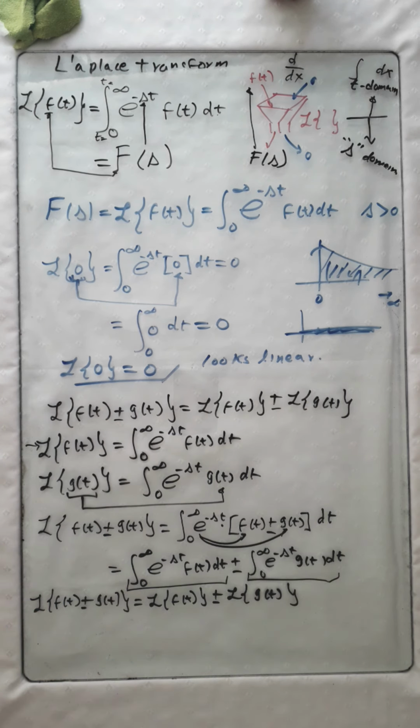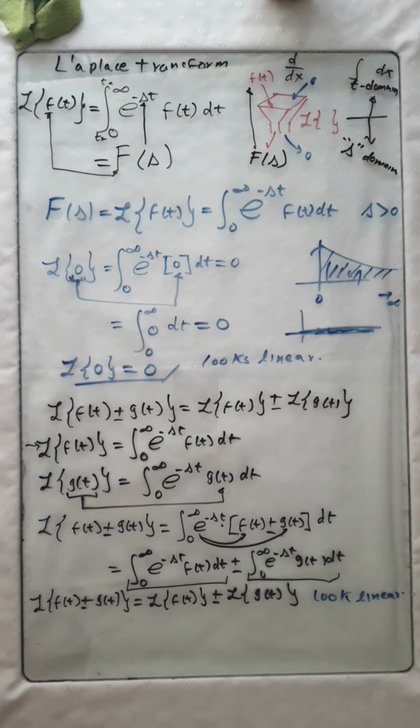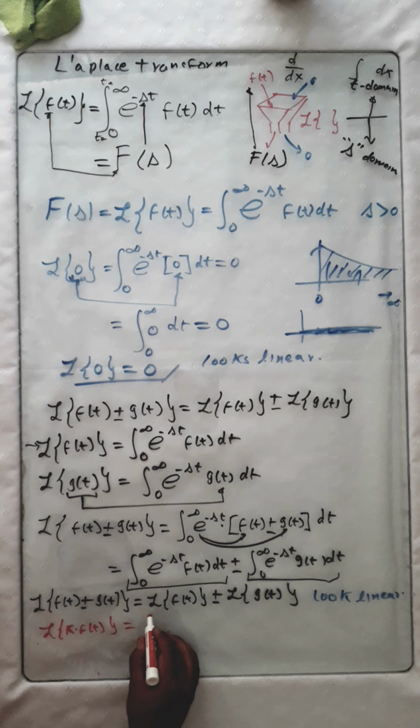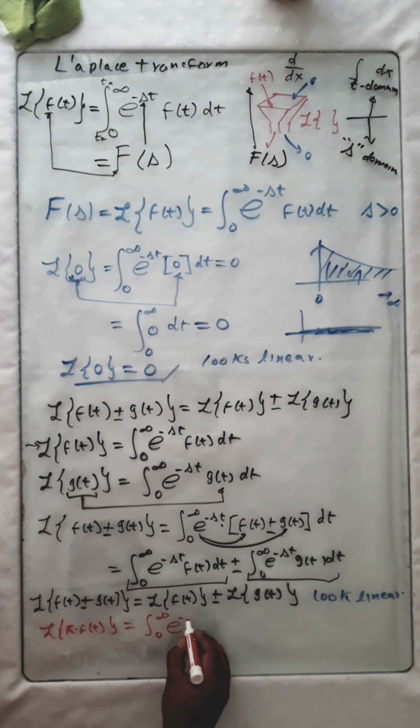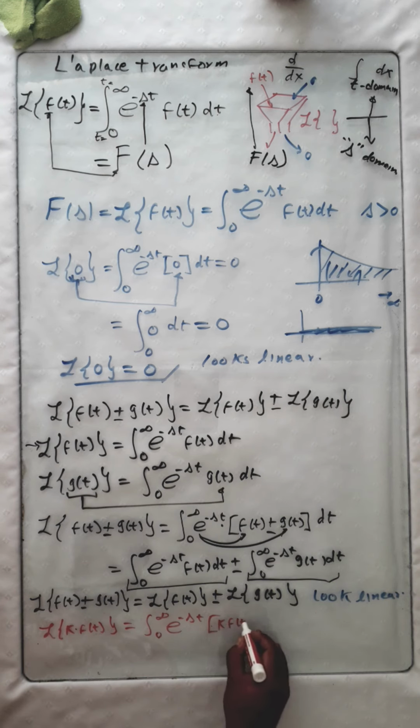Alright, now it looks linear because of the 0. Now because of this also looks linear, but we have something missing. The last thing is the constant. The constant, you can take it outside. So the Laplace transform of k f of t, k being a constant, by definition is going to be the integral from 0 to infinity of e to the minus st, times k f of t, dt.